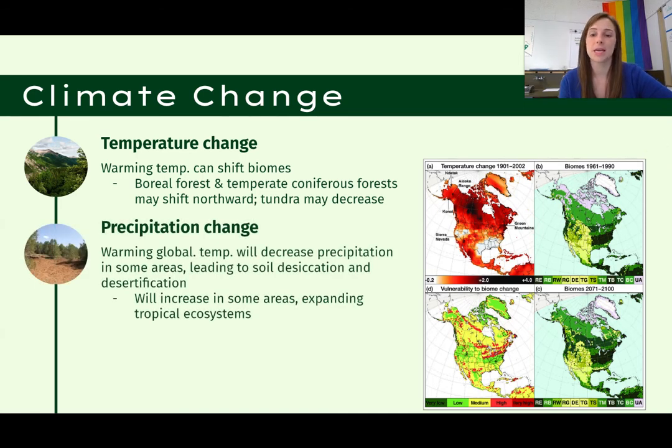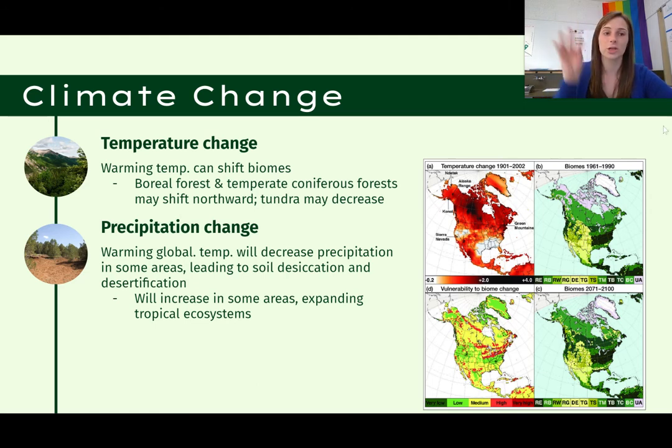Also, we can get precipitation changes. So warming global temperatures is going to decrease precipitation in some areas, which is going to lead to soil desiccation, where it's drying out, and desertification. However, in some other areas, it's going to increase our precipitation, which can lead to things like flooding. And expanding of the tropical ecosystems, which if you do not thrive in a tropical ecosystem, it's not going to go well if tropical ecosystem is now taking over where your original habitat was.